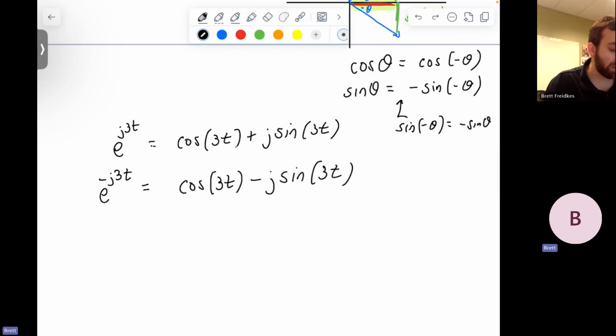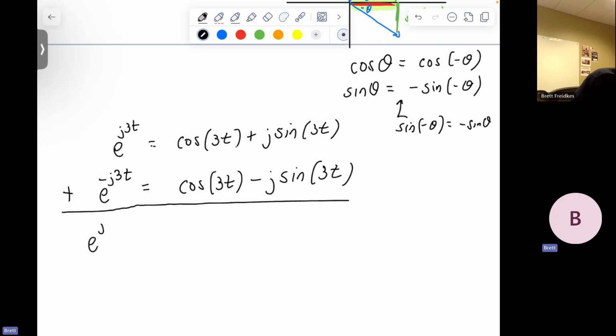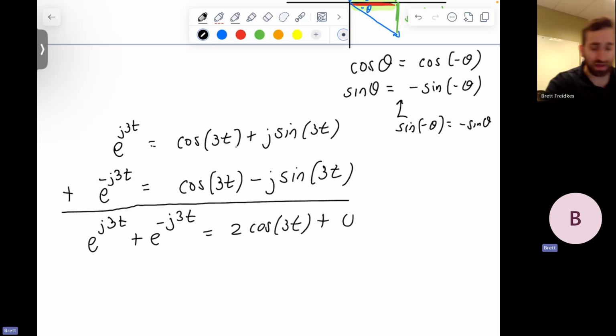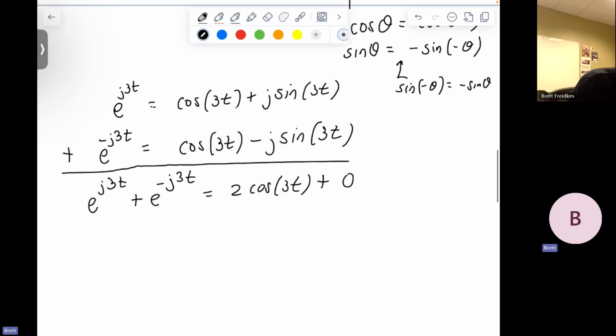Now, the beauty of this is that if I were to add these equations together, the j sine 3t's would cancel out. So if I were to add these together, I would get e to the j 3t plus e to the minus j 3t. That is equal to 2 cosine of 3t. And then the sine terms will negate each other and offset. So what that means is that cosine of 3t is e to the j 3t plus e to the minus j 3t divided by 2.